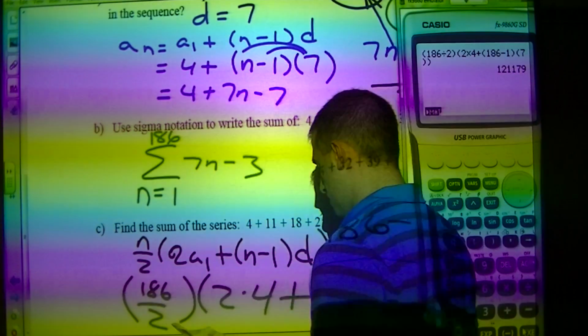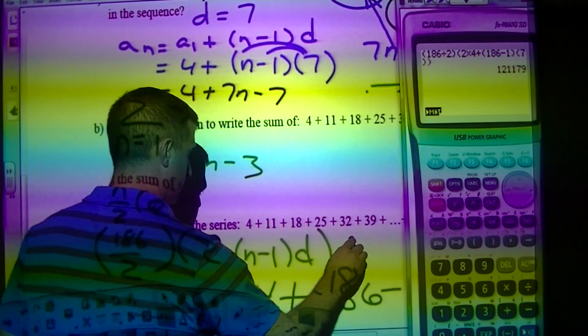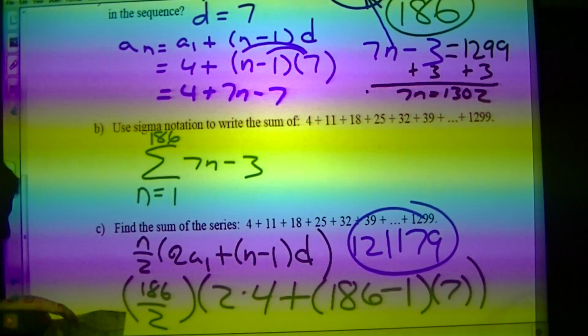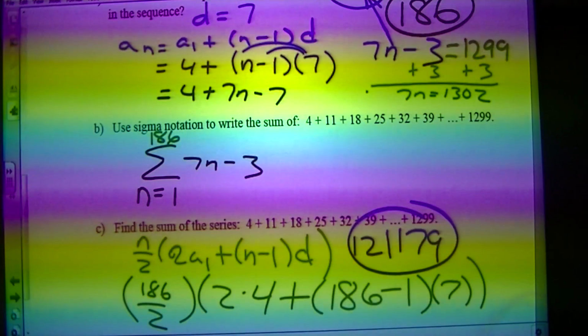Okay, 121179. Final answer. Okay. Moving on to the last page.